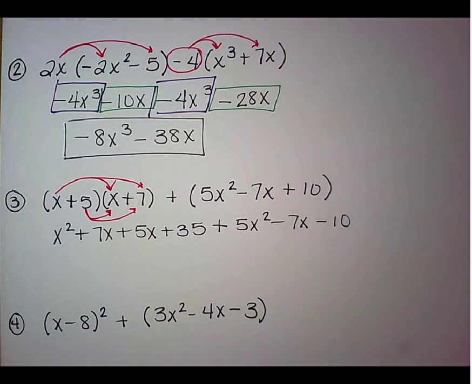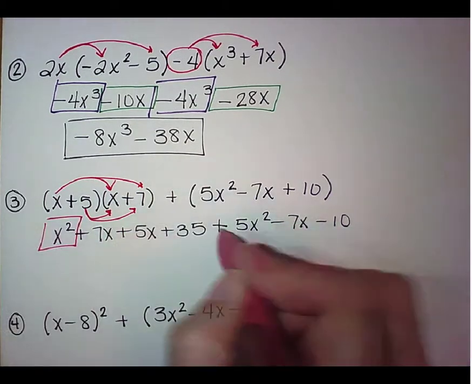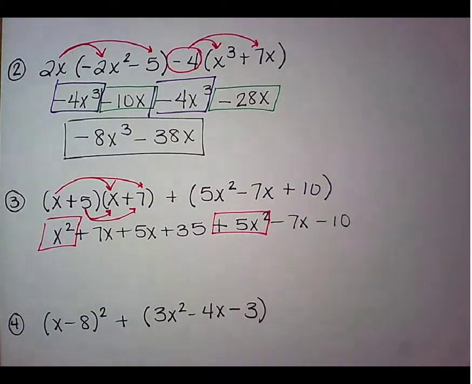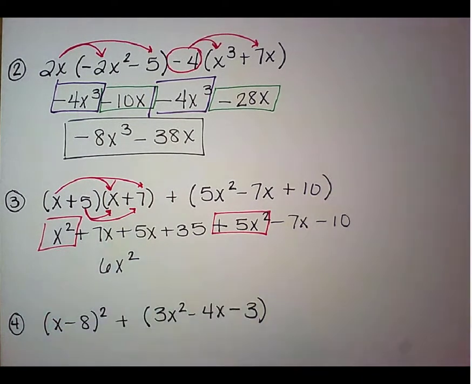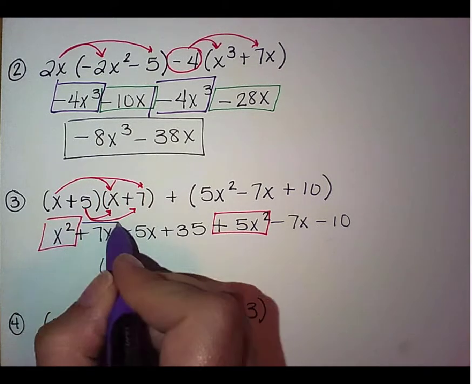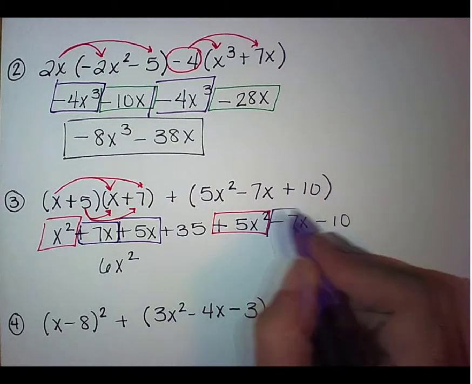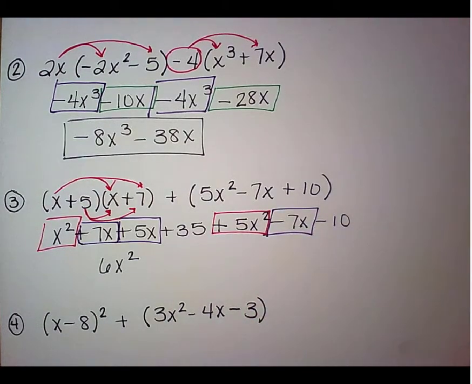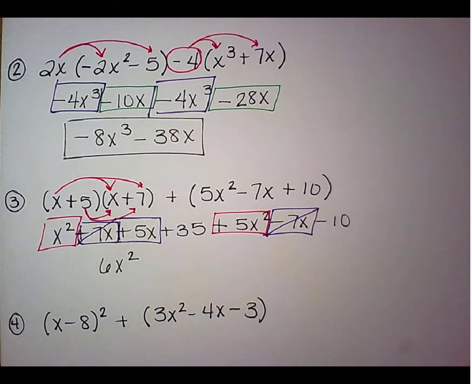Now we can start with our combining like terms. So we can start with our x squared. So we've got 1x squared plus 5x squared. That is going to give us 6x squared. We also have a 7x plus a 5x minus a 7x. Now, I'm kind of doing a little bit of cheating, I know that this 7x and this 7x are going to cancel each other out since they are a plus and a minus.